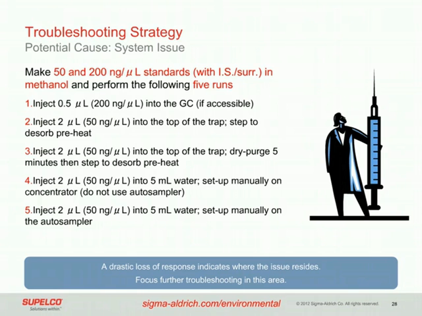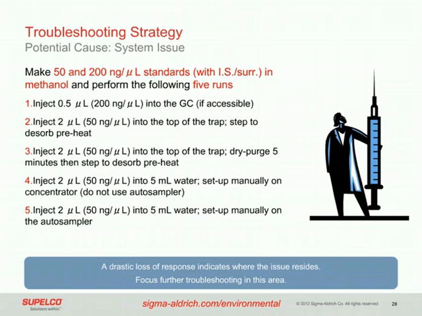And then step 5 is to do a normal setup on the autosampler and let the autosampler run through it. And what you'll see is the response for all 5 of these runs when you compare them. And where you see a drastic loss of response will help indicate where the issue resides.